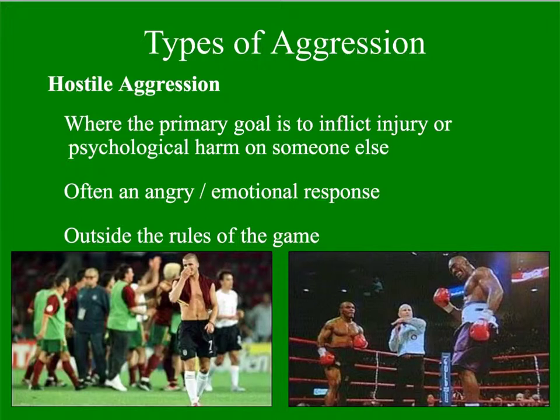So these are the real obvious examples. Tyson biting off Holyfield's ear at the time. There's no way he's going to win the fight from that, because he knows he will get disqualified. That would be an act of hostile aggression. It's often a reaction, an angry, emotional response, or in some cases it could be pre-planned, which we'll come on to in a minute. And it would definitely be outside the rules of the game.